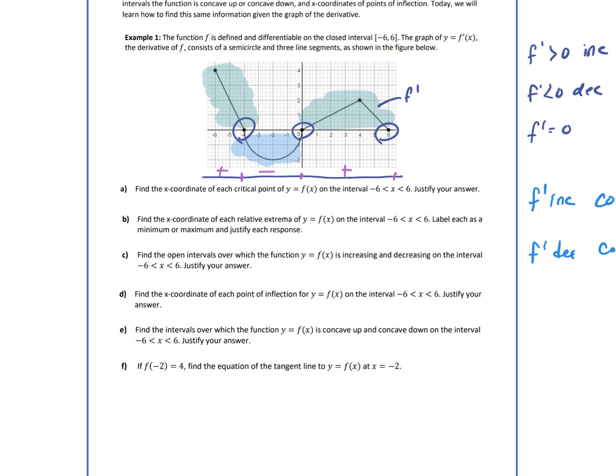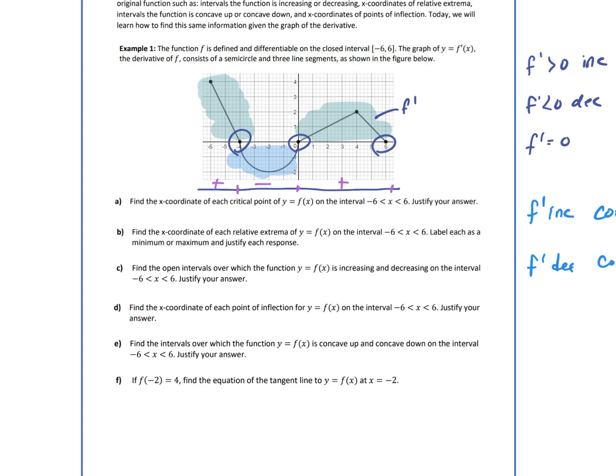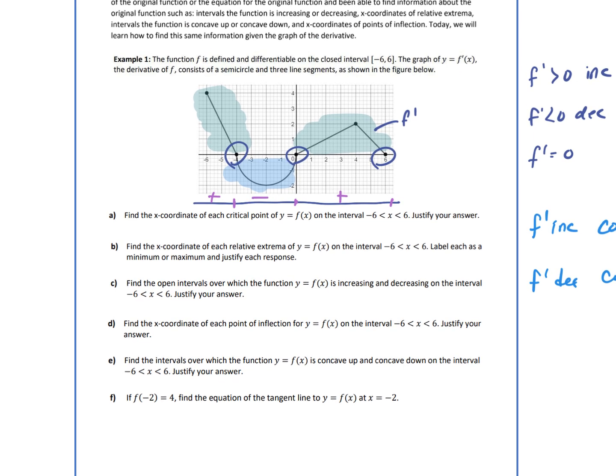All right, so let's go ahead and answer these. Find the x-coordinate for each critical number. The critical numbers are going to be where it's 0, but they want it on the open interval, -6 to 6. So we're going to say x equals -4, and then x equals 0 because f prime of x equals 0. You would put 6, but not in this case because they put us on an open interval.